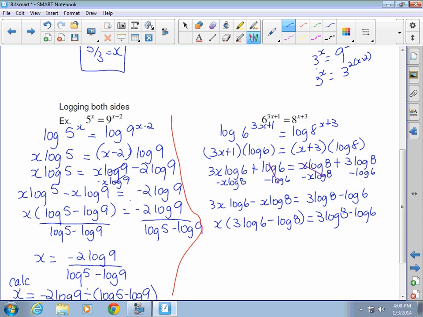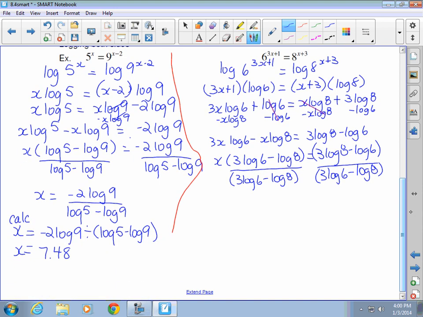So what I can do then, I need my x by itself. So that means I'm going to divide through here by 3 log 6 minus log 8. That means I have to divide it on the other side. So I'm going to put brackets around here, 3 log 6 minus log 8. Now you might think, oh hey, these are opposites of each other. They're conjugates or whatever, that I can cancel them because it's 3 log 6, 3 log 8, but they're not. You can't cancel these out.